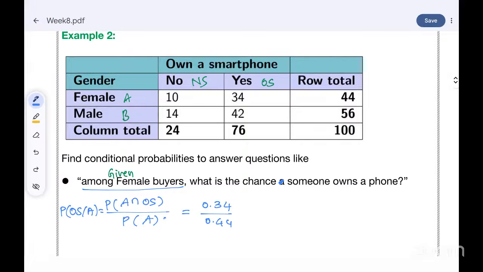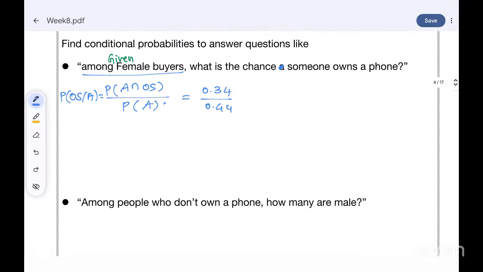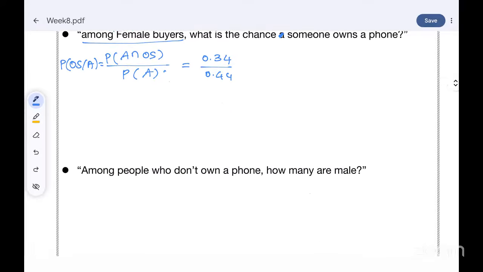In the same way, we have another question. Among people who don't own a phone, how many are male? What is given to you now? This is given. We are only considering people who don't own a phone. In that, how many are male? So what do we need to find here?